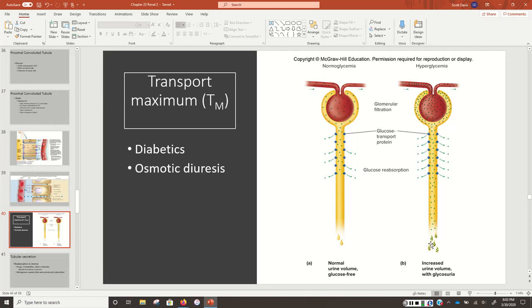So next class, we're going to wrap up with reabsorption and secretion. The lecture after that, we're going to talk about the loop of Henle and the countercurrent mechanism.